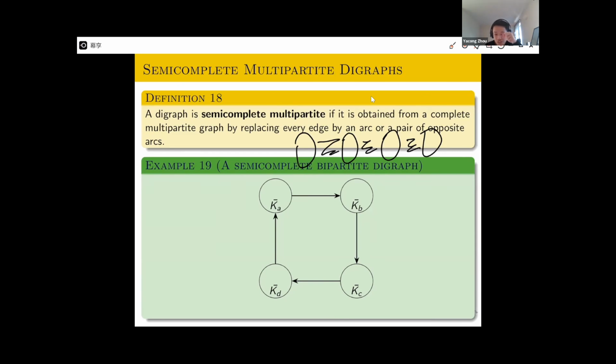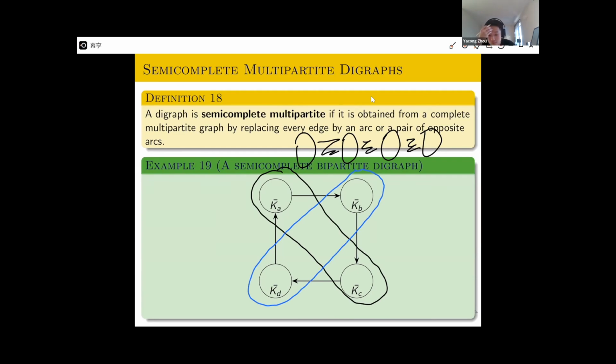And this is actually a semi-complete bipartite digraph with Ka and Kb to be the one part, and Kc, Kd be the second, and all arcs between them. You may see from this graph that if, let's say, Ka has more than one vertex, say U and V, then if you want to reach V from U, you must take at least 1, 2, 3, 4 steps.